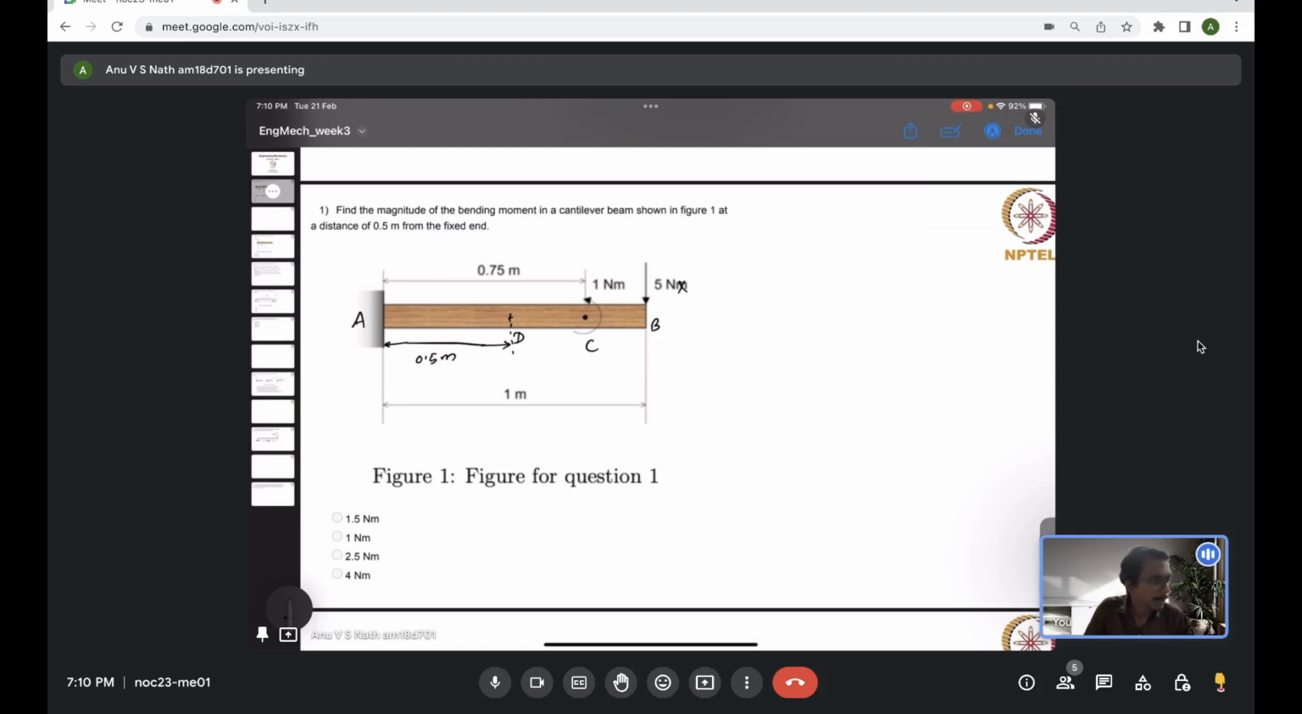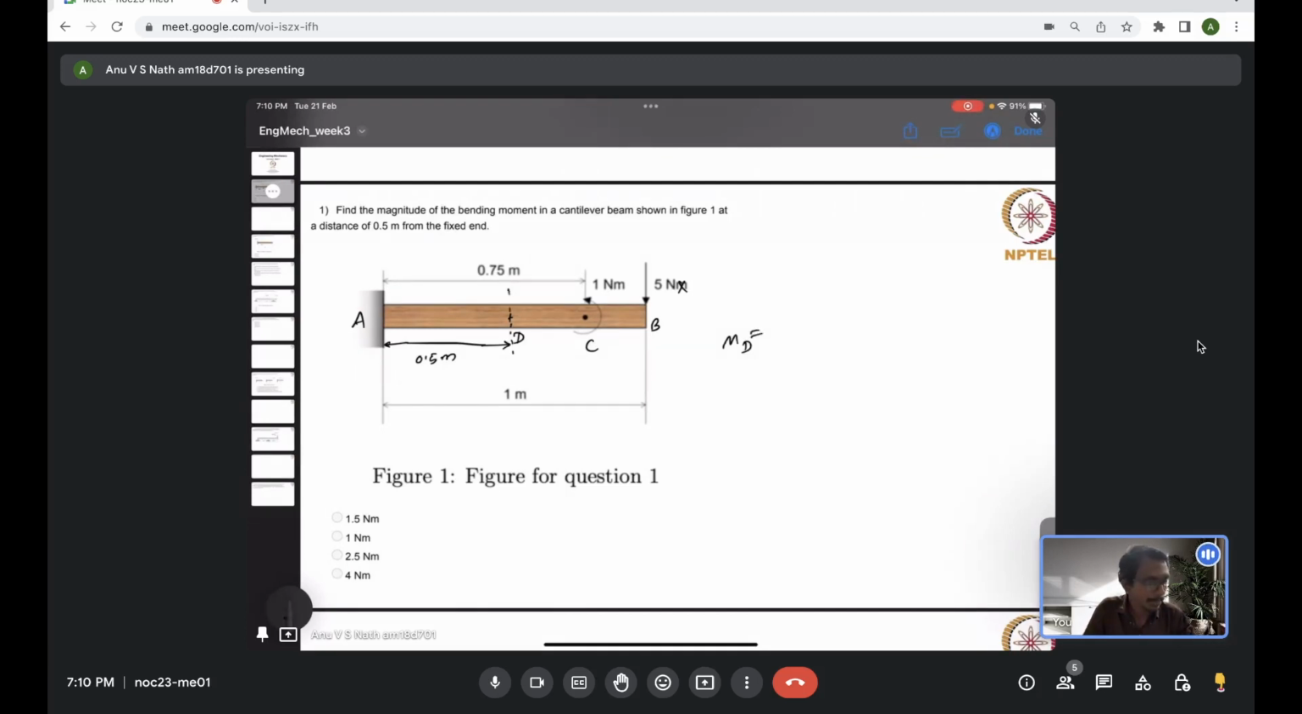So basically we have to find the moment at the point which is 0.5 meter from the fixed end, which I denoted here as D. So the moment at the location D is what we needed. We can take moment about A. It doesn't matter from wherever we take the moment, it will be the same. So let's find the moment about A. We have to evaluate the moment at the location D, and that is for the equilibrium.